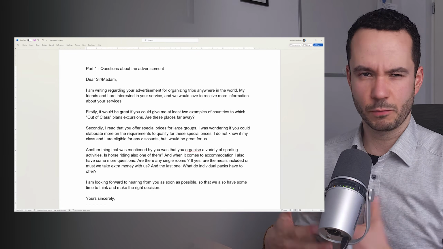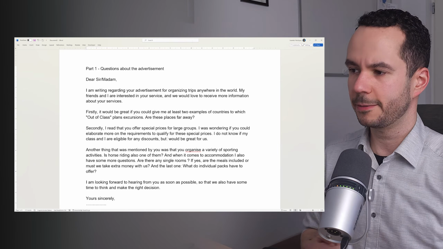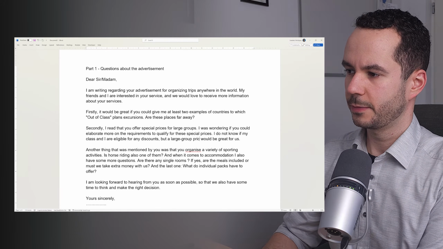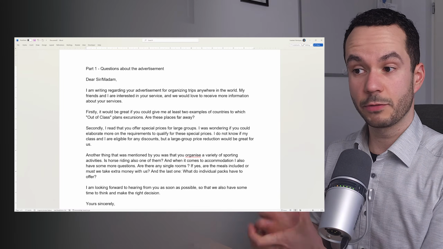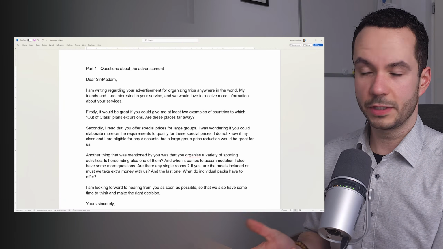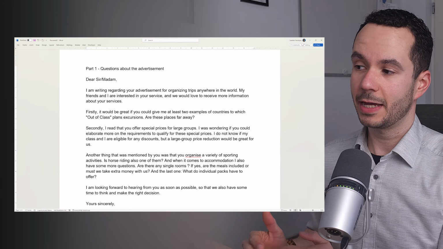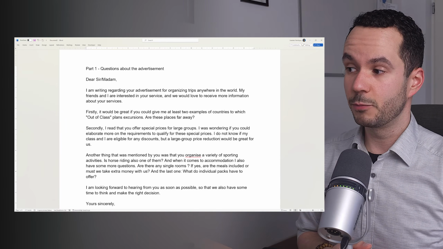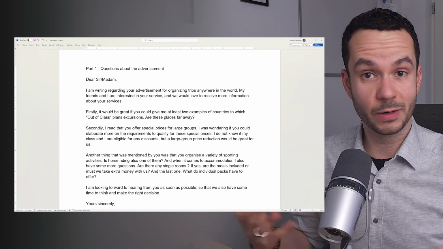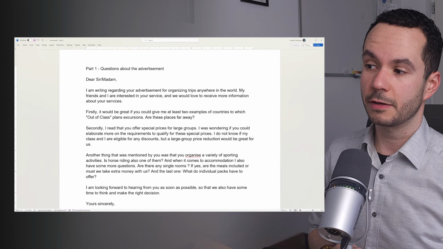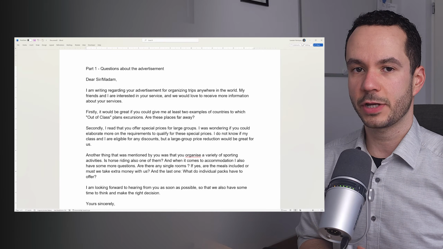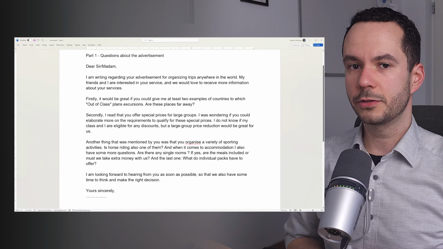but, because we want to have a different connection here, a large group price reduction would be great for us. So this means that we have a large group, and that because we have this large group, we would like a price reduction. And that would be great for us because we're young people and we don't have a lot of money. So this is a very nice way to ask whether we're eligible for such a large group discount. Then we go to the next sentence.